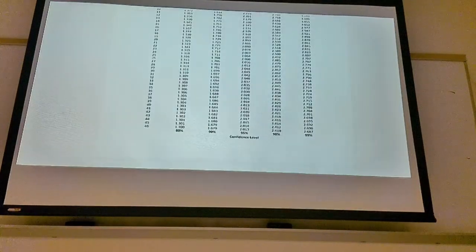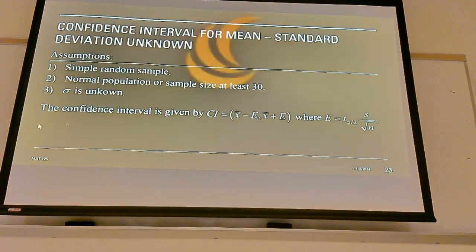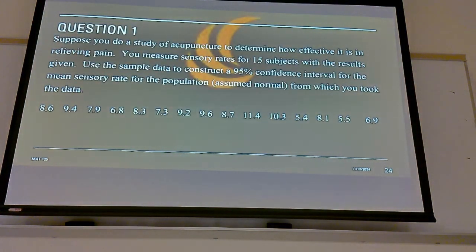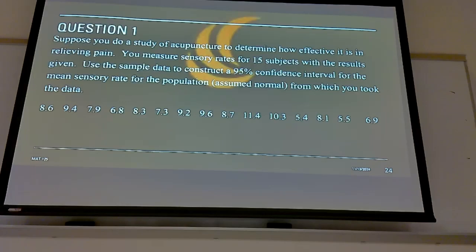Let's suppose you do a study of acupuncture to determine how effective it is in relieving pain. I personally never understood how sticking a bunch of needles in you could relieve pain, but what do I know? I'm just petrified of needles, so I would never go.